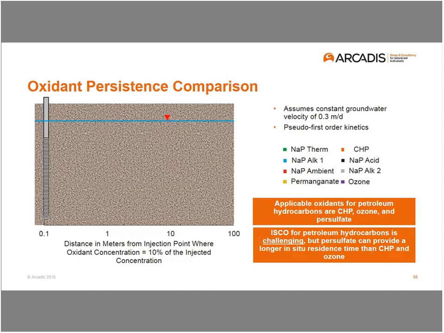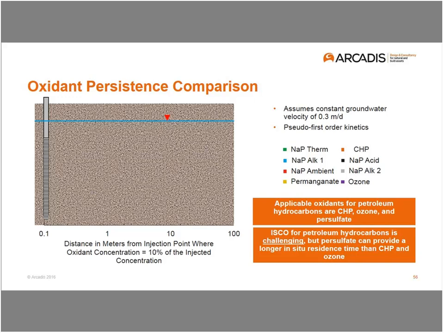So on this slide, we previously mentioned that ozone, catalyzed hydrogen peroxide, and persulfate are really the most applicable oxidants for petroleum hydrocarbons. And here I say that persulfate is really the one that seems to be the best fit based on the reviews that we've done and applicability studies. It's not necessarily an endorsement of the chemistry. It's just looking at a comparative assessment of the oxidant persistence.